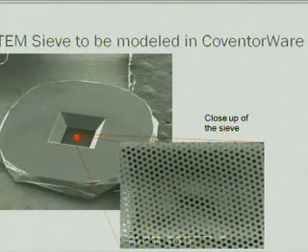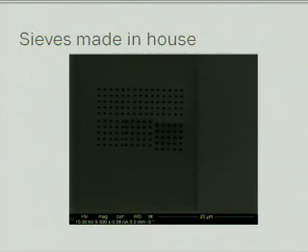This is what I'm modeling in Coventerware. This is an actual picture of a TEM sieve taken by an SEM. This is the sieve that we'll be planning on using. This one was actually made in-house, though, with micron-size holes. The sieves that we'll be using have nanometer-size holes. This is the sieve that we've started to make. Andy, the other person that I've been working with on this project, makes these in the NanoFab lab in the EECS building. So hopefully in future we'll have more of these to be able to test.